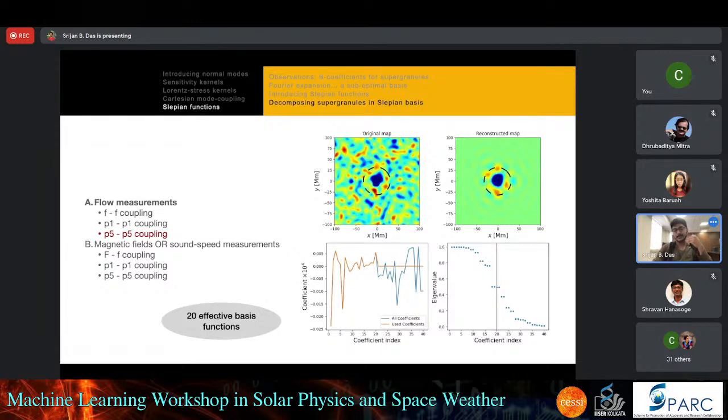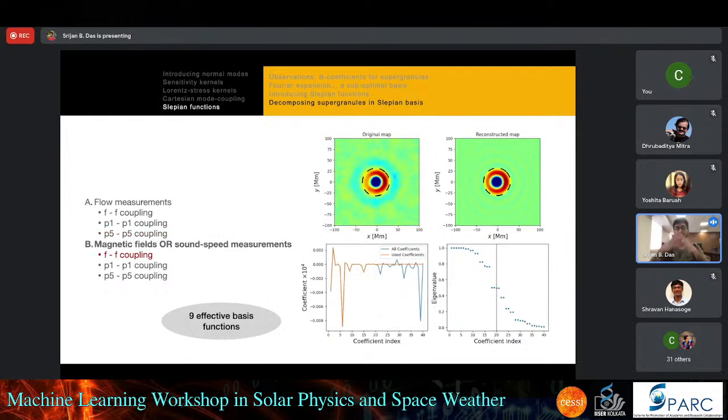So these are measurements for flows. So if you use this, you can infer what sort of flows exist under a supergranule. But then if you look at measurements for magnetic fields or sound speed anomalies, this is how it looks. Now this has a little more, the structure is a little non-trivial. It's not perfectly symmetric around the center.